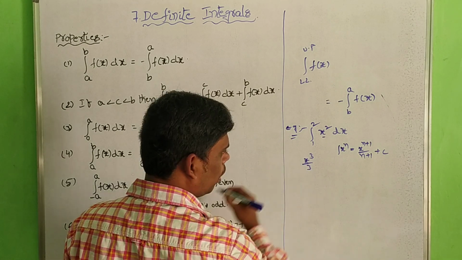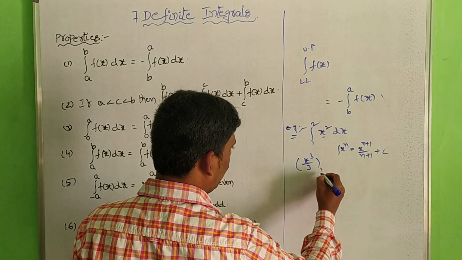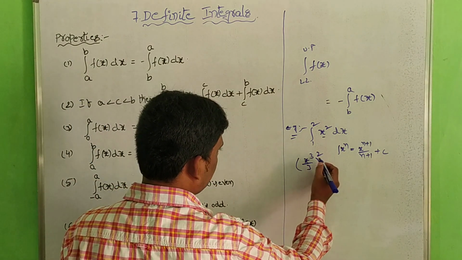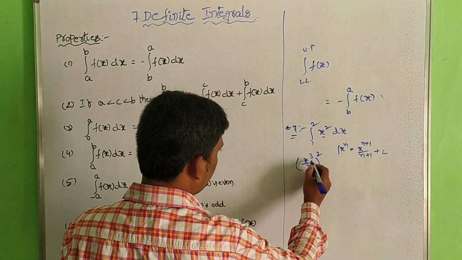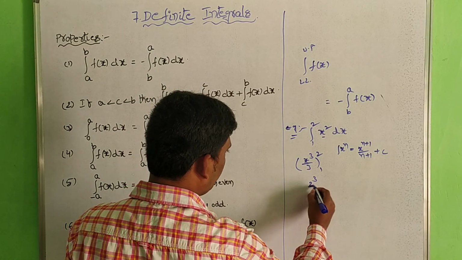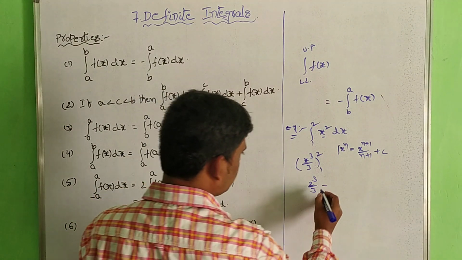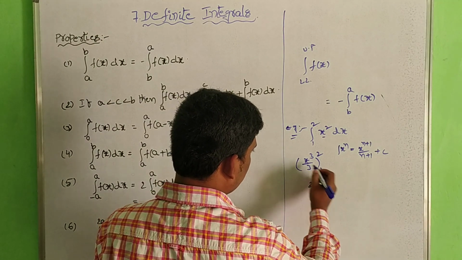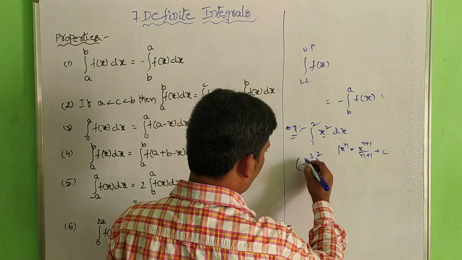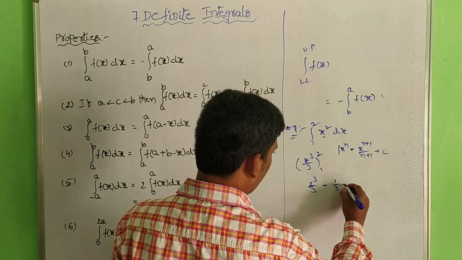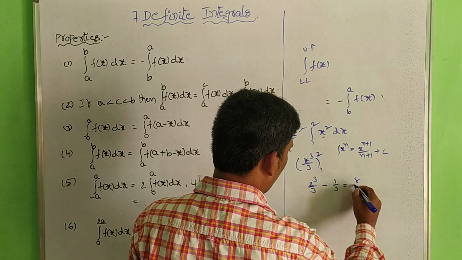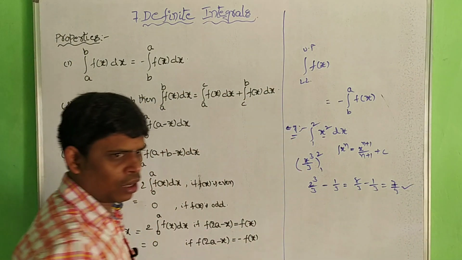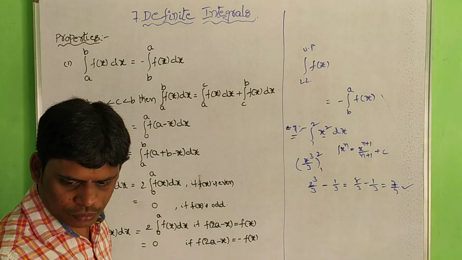x cube by 3, and apply the lower limit and upper limit. First of all, we apply the upper limit, replace x by 2: 2 cube by 3, minus, always put minus, next applying the lower limit, that is 1 cube, which means 1 by 3. That equals 2 cube value 8 by 3 minus 1 by 3, that equals 7 by 3. This is the final answer.